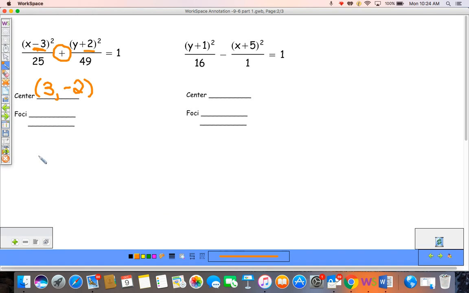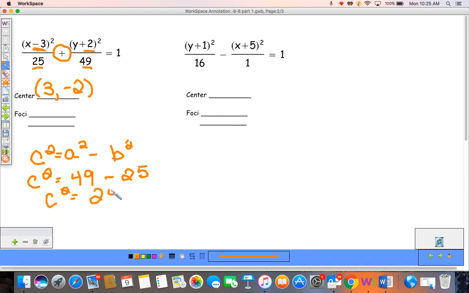So the next thing I need to do is find my foci. So I've got to find my c. For an ellipse, I always remember it's the opposite of the formula. So c squared equals a squared minus b squared. My a squared always has to be larger. So in this case, it's 49, that's the larger one. If not, I'd get a negative, and that wouldn't work very well. Minus 25. That's my c squared, so I get c squared equals 24.